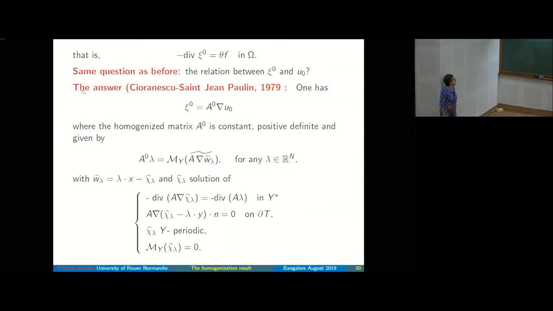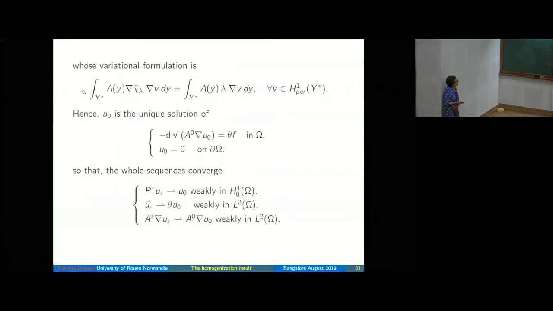And the answer is that xi0 is, like before, A0 gradient u0, but now the definition of A0 is different, adapted to the perforated domain, so A0 lambda is equal to the average over y of A gradient W lambda extended by 0, and W lambda is lambda x minus K lambda, where K lambda is a solution of the same type of problem, periodic, that means periodic, Neumann on the holes, and of 0 average.